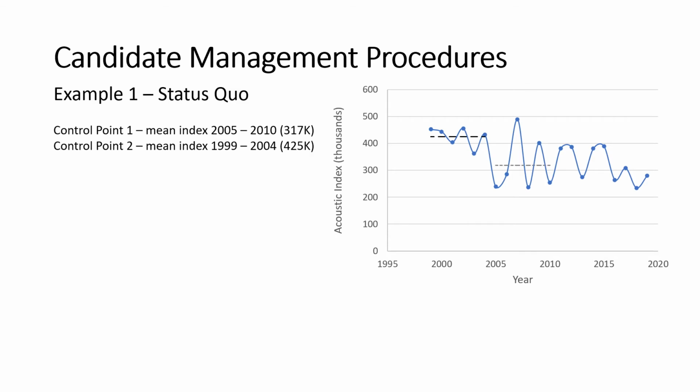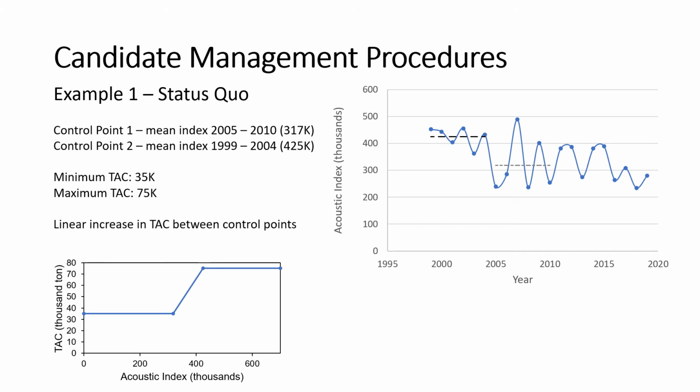The first example candidate management procedure is designed as an approximation of the harvest control rule currently in place for the herring fishery. We'll refer to it here as a status quo MP. This MP has two control points. The first is defined as the average index from 2005 to 2010, the grey dashed line on the plot. If the index goes below this point, the TAC is set to a minimum of 35,000 tonnes. The second control point is the mean index from 1999 to 2004, shown on the plot as a dashed black line. If the index goes above this point, the TAC is set to a maximum of 75,000 tonnes. When the index is between the control points, the TAC is determined by the sloped line in the harvest control rule.